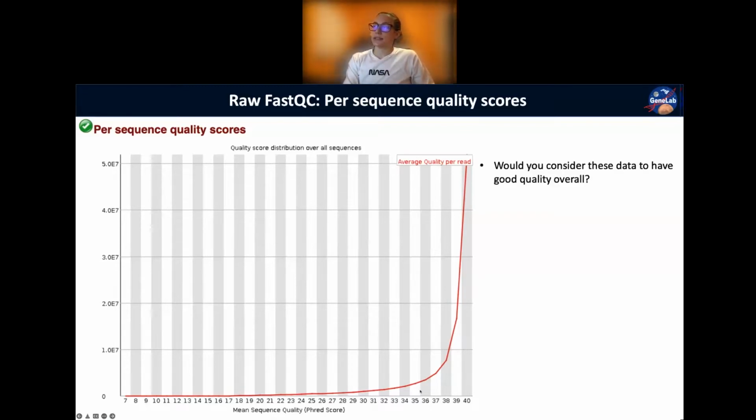And so what we see here is the majority of our reads are going to be in this high quality range. So kind of gave you this answer, but would you consider these data to have good quality overall? Yeah, Mark. Yeah, Ty, yeah, really good quality here.